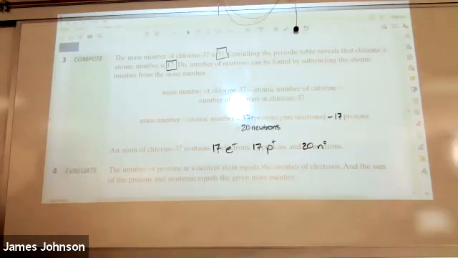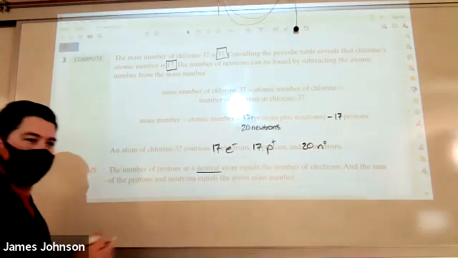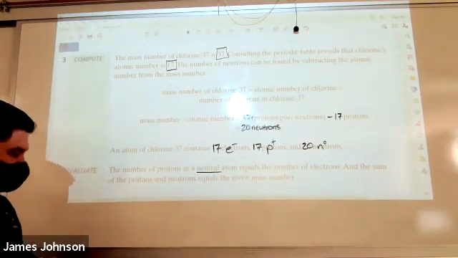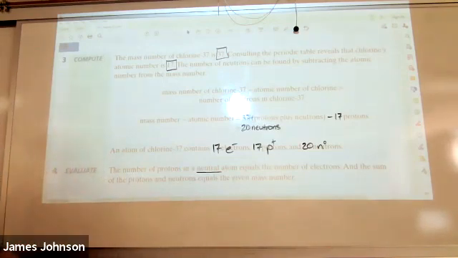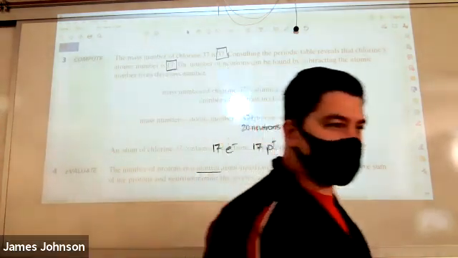Again, in conclusion, the number of protons in a neutral atom equals the number of electrons. Again, in a neutral atom, this is the key here, we won't always be talking about neutral atoms, but right now we are. And the sum of the protons and neutrons equals the given mass number. And again, given because the question actually gave it to you.